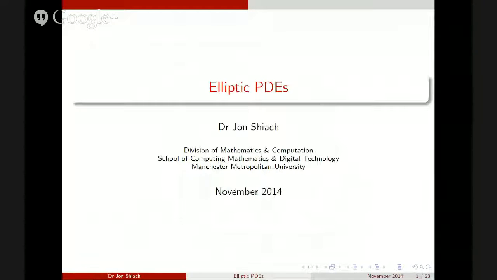Okay, so last week we started looking at elliptic PDEs. These are the simplest type of PDE. They're steady state, so solutions do not depend upon time. So the solution to an elliptic PDE doesn't depend upon the initial conditions. You can have any initial conditions you want, you'll still get the same solution. What they do depend on, though, is boundary conditions.